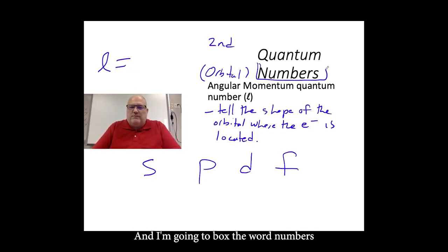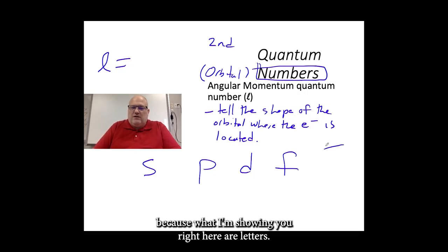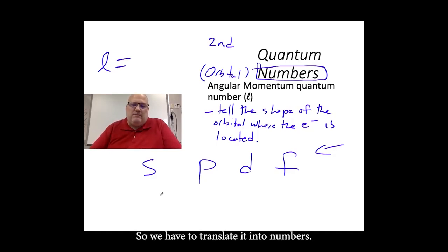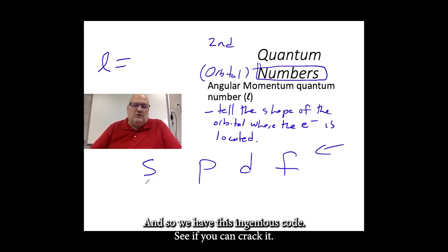But here's the problem, is that we are dealing with quantum numbers. And I'm going to box the word numbers because what I'm showing you right here are letters. So the second quantum number cannot be S or P or D or F. So we have to translate it into numbers. And so we have this ingenious code, see if you can crack it.